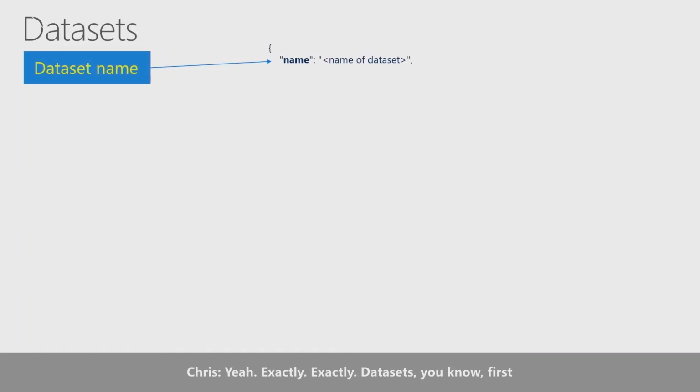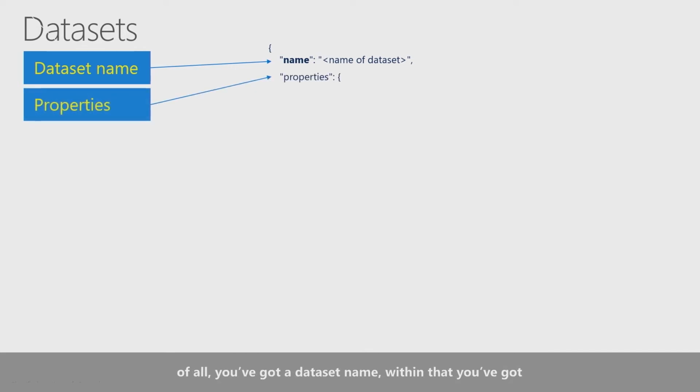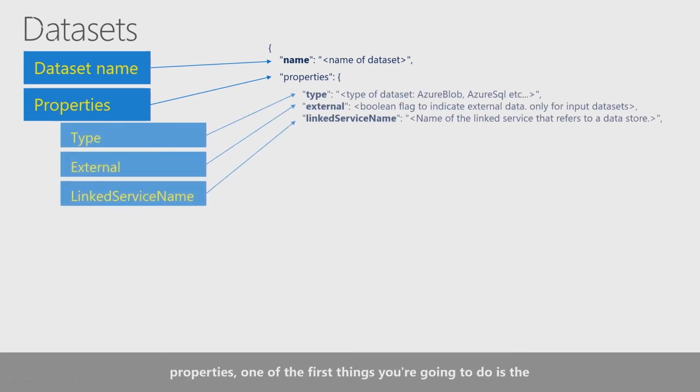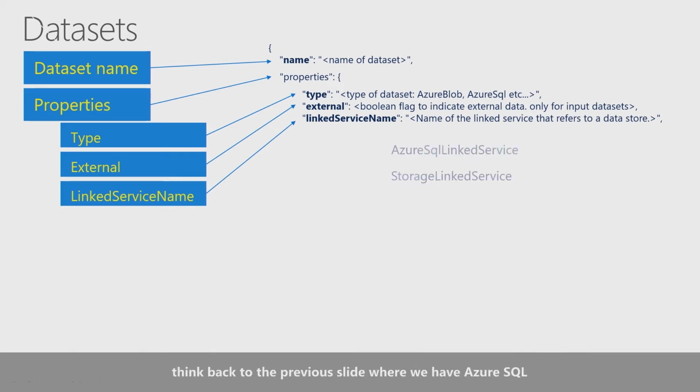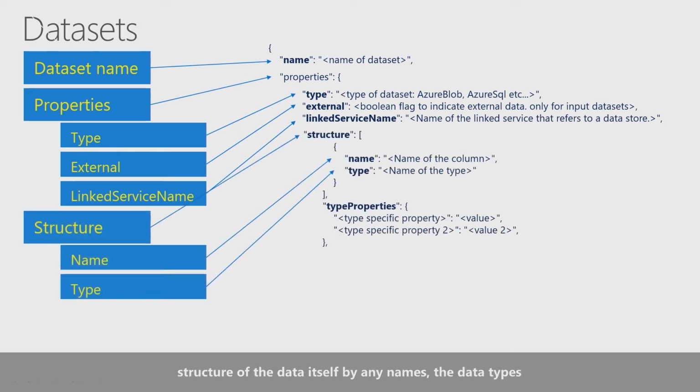Datasets. First of all, you've got a dataset name. Within that, you've got properties. The properties will vary depending on which linked service you're referring to. Within the properties, one of the first things you're going to do is set the type, whether it's external, to indicate that, and the linked service name. So you're providing a link back to that. If we think back to the previous slide where we had the Azure SQL linked service and storage linked service, that's where you would call those names out. Beyond that, you've got to talk about the structure of the data itself, the column names and the data types within there. Depending on the type that you choose will determine the type properties, so it's specific to the type.